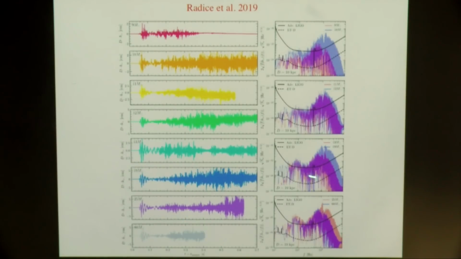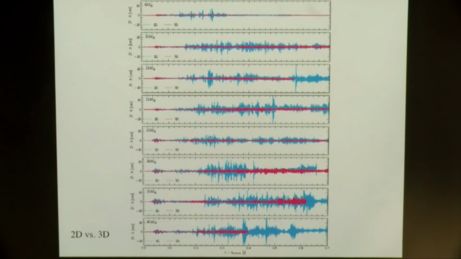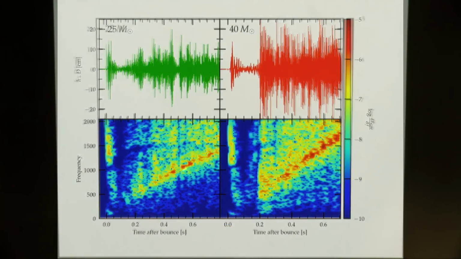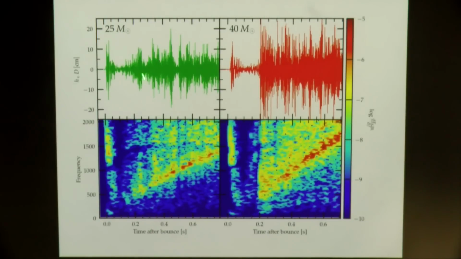When we get a spectrum, it's in the hundreds to 1,000 hertz region, and this is comparison with detectors at 10 kiloparsecs. There are differences between 2D and 3D that are important. But what I want to call your attention to is a spectrogram, which is frequency versus time. And you see that ridge? You see those ridges? That's the signal in H. That's the signal in the spectrogram. There's a ridge in all models that is the F mode. That's a prior for every model. It's not simply a stochastic mess. And there's almost nothing down here.